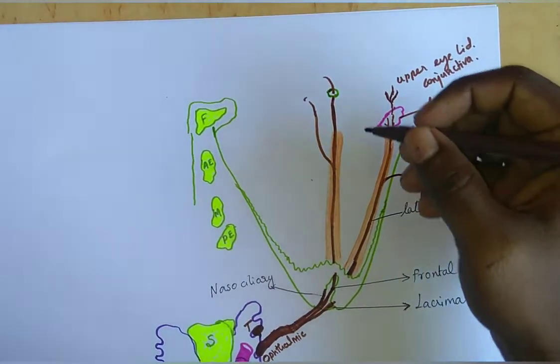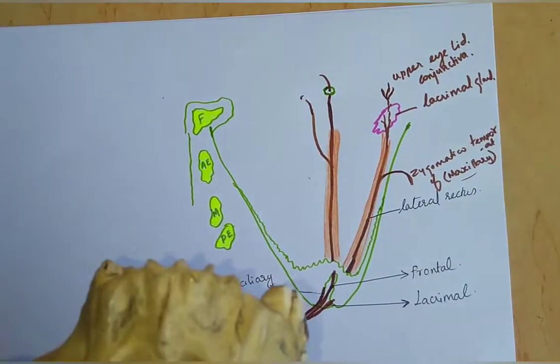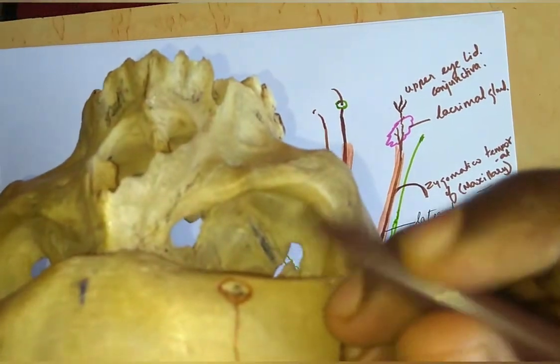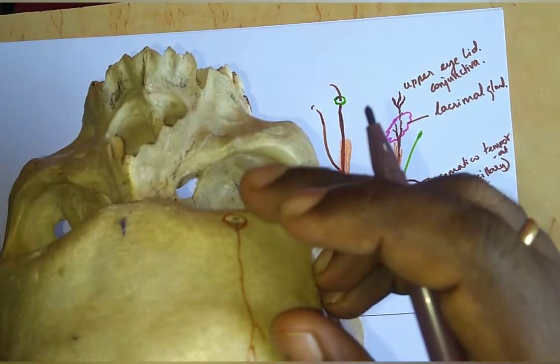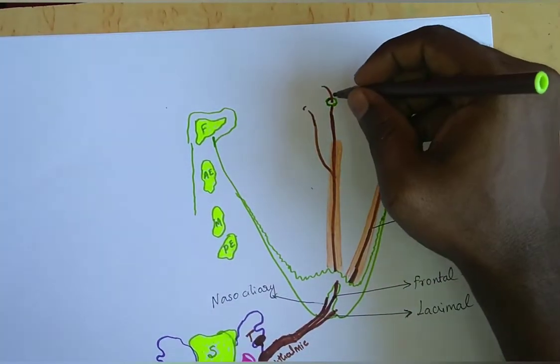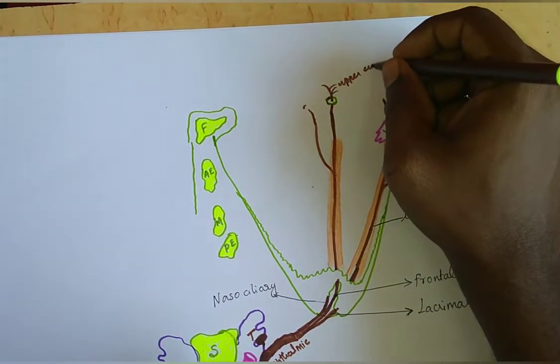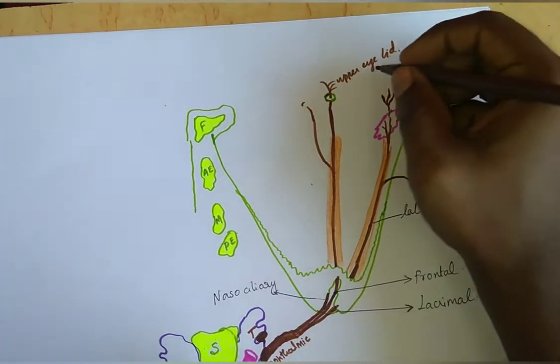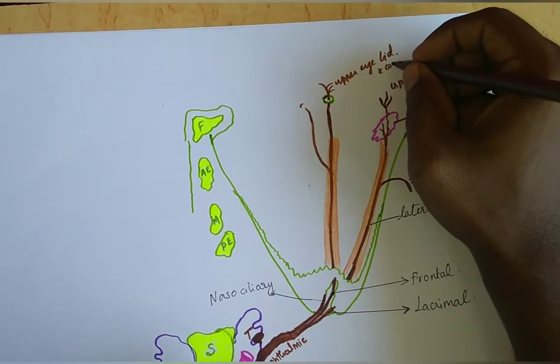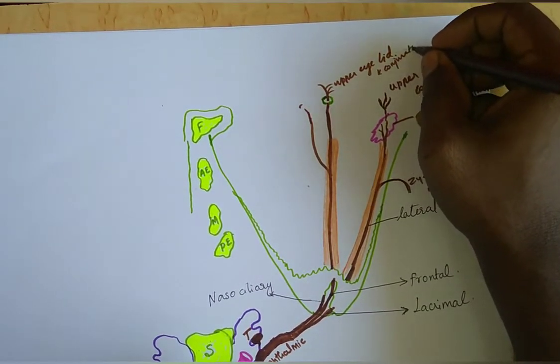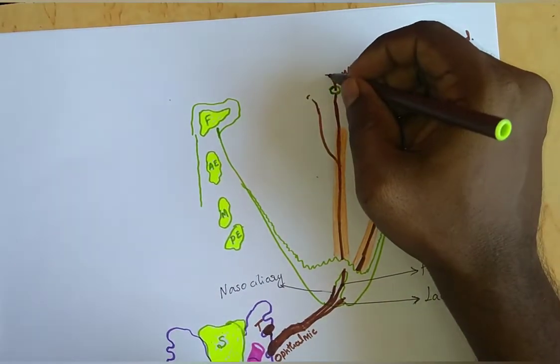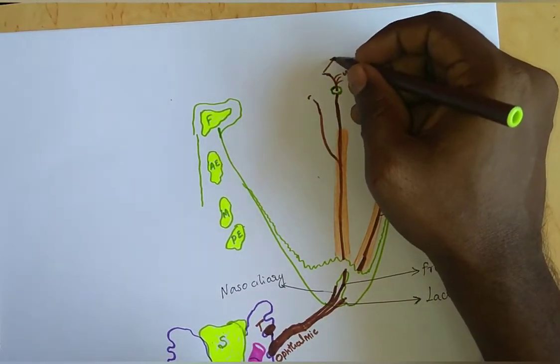Along its course, it also supplies the upper eyelid. Here the upper eyelid will be there. So it gives branches to the upper eyelid and the conjunctiva, and this branch will be supplying the scalp.